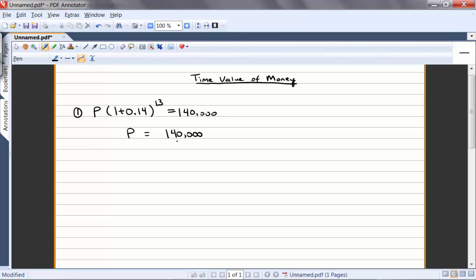So we just solve for P. And you'll find that P is approximately equal to 25,489.71. And let's just suppress the decimals here.